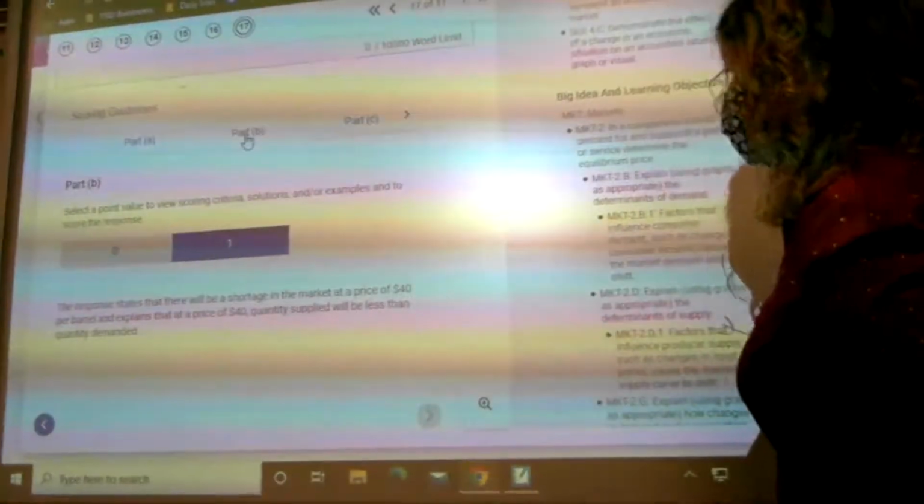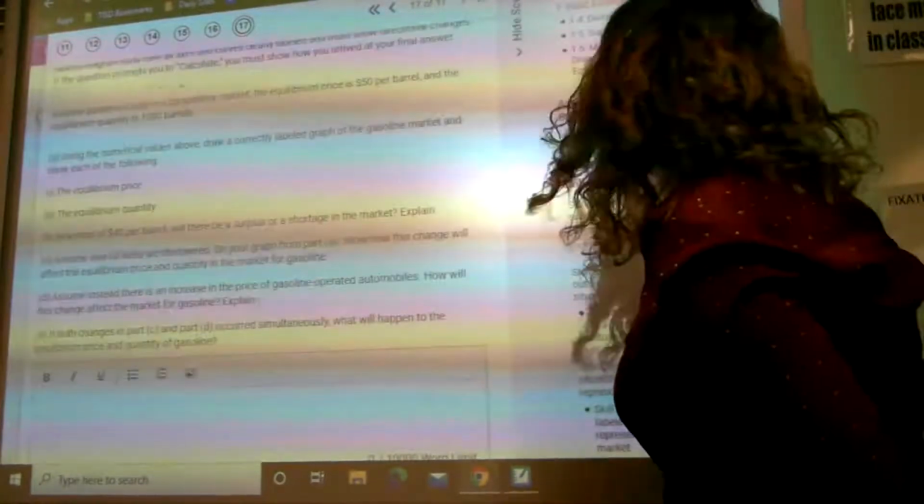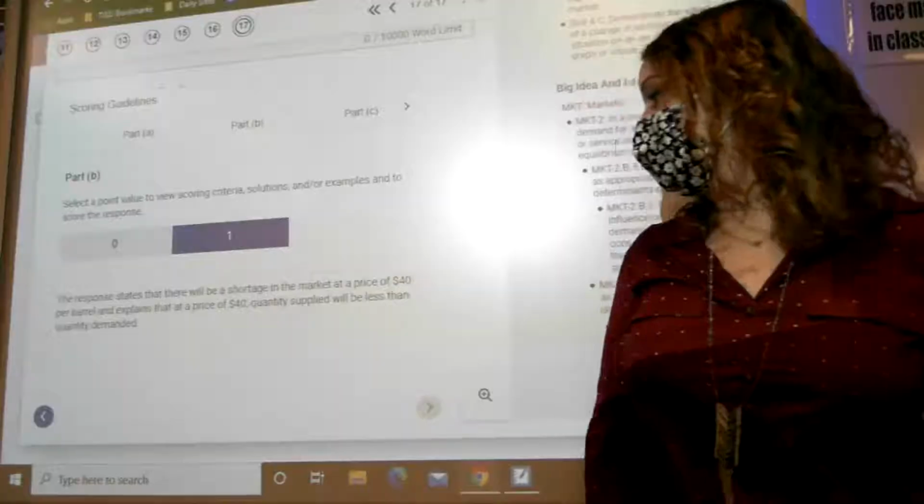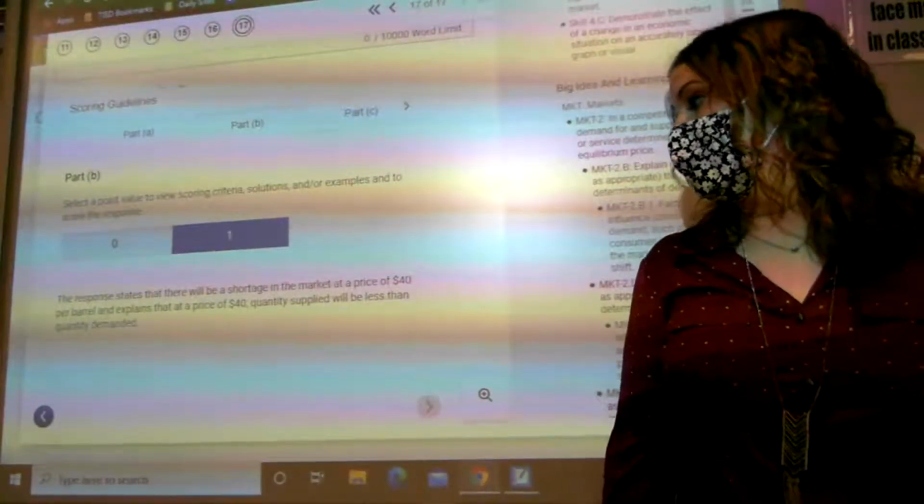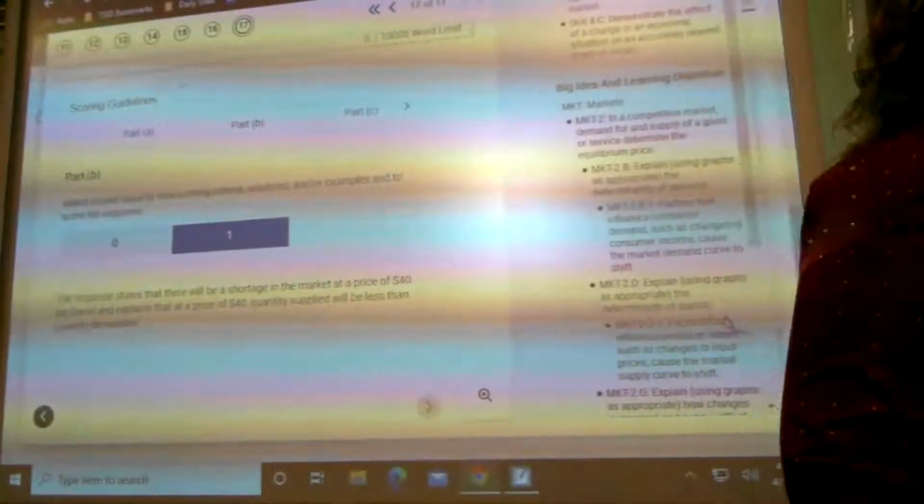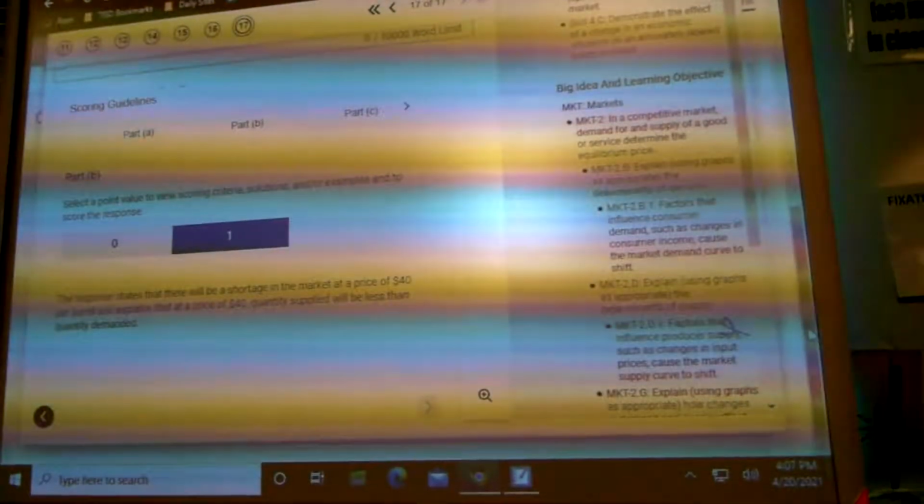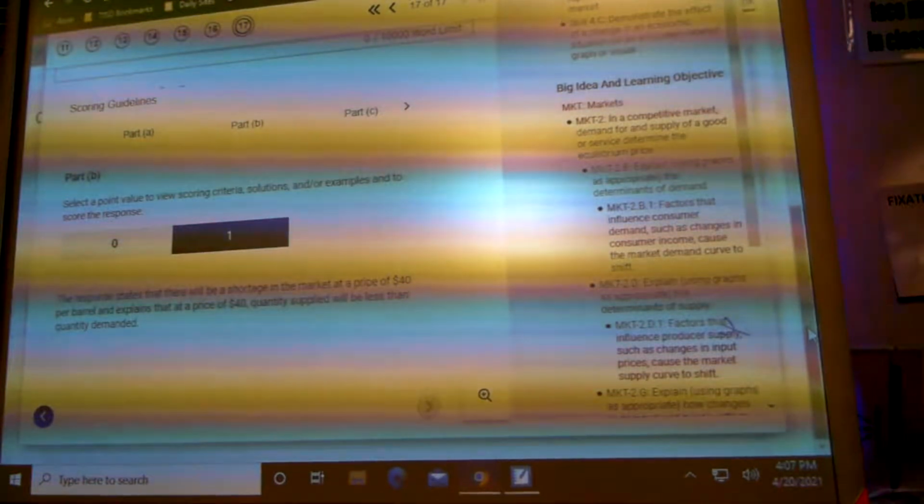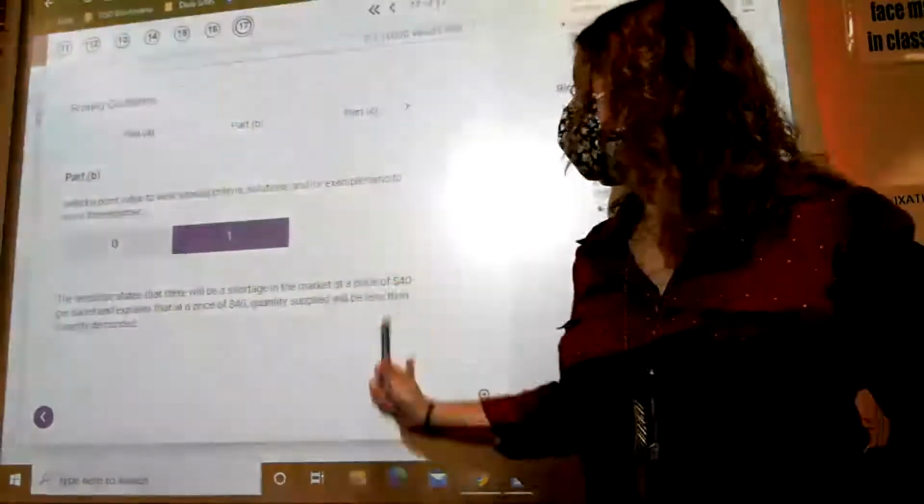On part B, your response should say that there's going to be a shortage in the market at $40 per barrel, because at $40 there's more quantity demanded than there is supplied. So there's going to be a shortage. You just switched it. Quantity supplied will be less than quantity demanded.